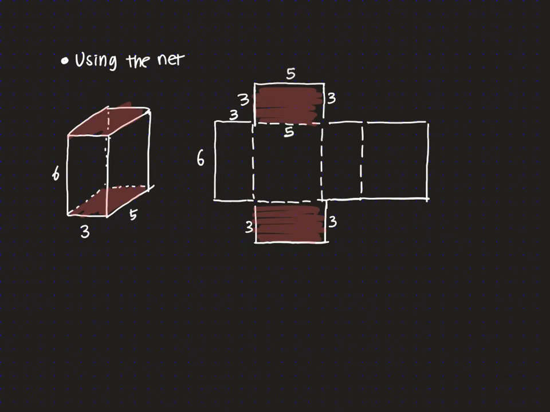And I want to now find out my areas of these sides. So 3 times 5, that's going to be your bases. Now you have 2 bases, so what you have to do is double that, and that's going to be the total surface area of the bases.